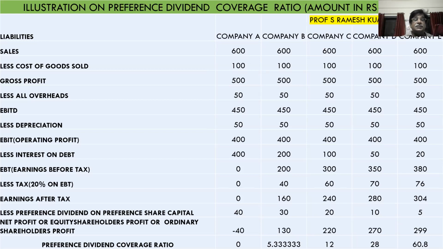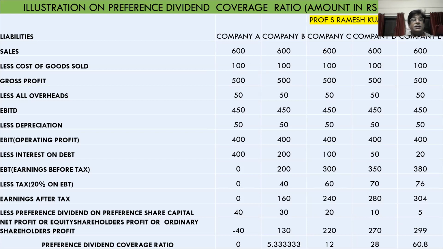Their earnings are how much? The formula for the preference dividend coverage ratio is earnings after tax divided by preference dividend. Now the earnings after tax are zero, but they have to pay 40 crores. So the company is not in a position to pay. So it is zero.